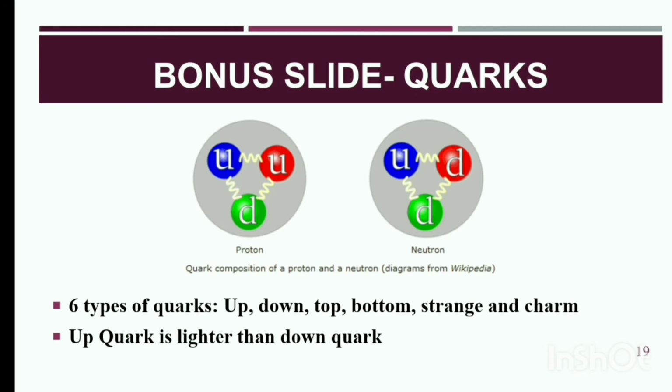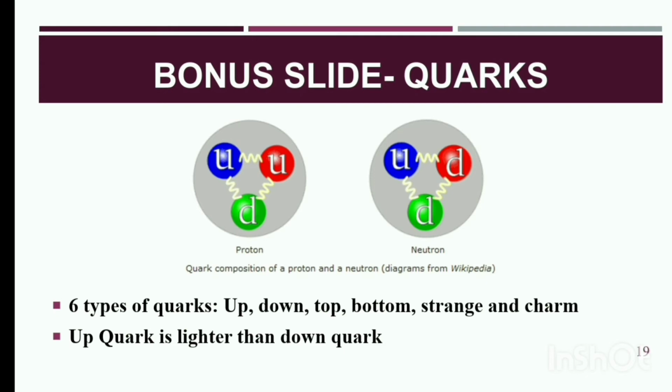So here I've got a bonus slide for you guys. It's about quarks. So what are quarks? Quarks are the fundamental constituents of matter. In the universe, there are six types of quarks, that is up, down, top, bottom, strange, and charm.